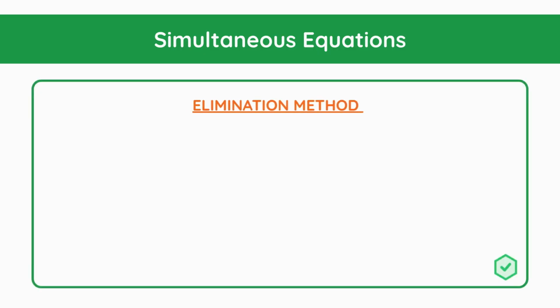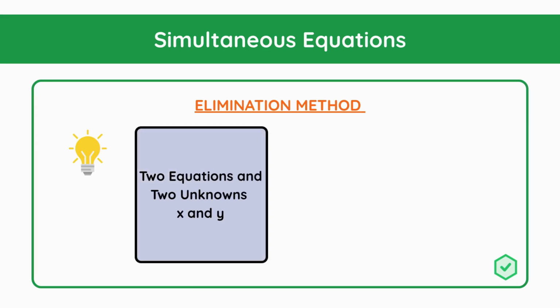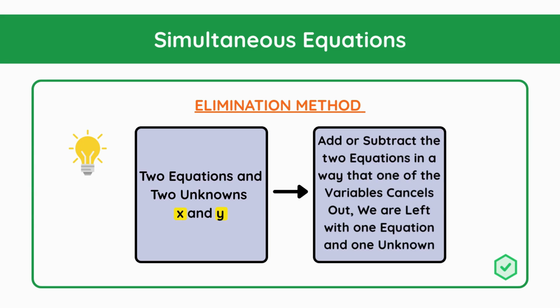Let's start with the elimination method. The idea is simple. We have two equations and two unknowns, x and y. If we can add or subtract the two equations in a way that one of the variables cancels out, we are left with one equation and one unknown, which we can easily solve.